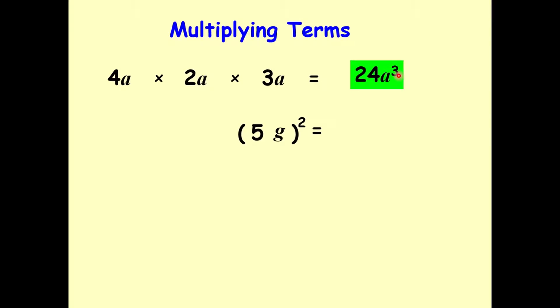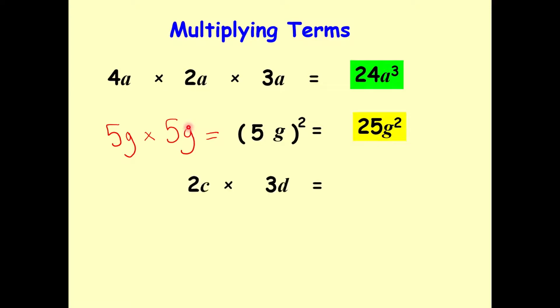Our next question, 5g, and you notice the brackets here. This means this is 5g, and that is all being squared. So what this technically means is 5g times 5g. That's another way to look at it. Okay, so 5g all squared, multiplying the numbers together to give you 25, and then your letters together to give you g squared, so it'll be 25g squared.